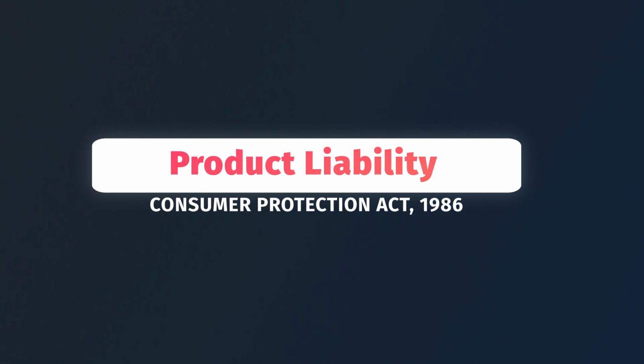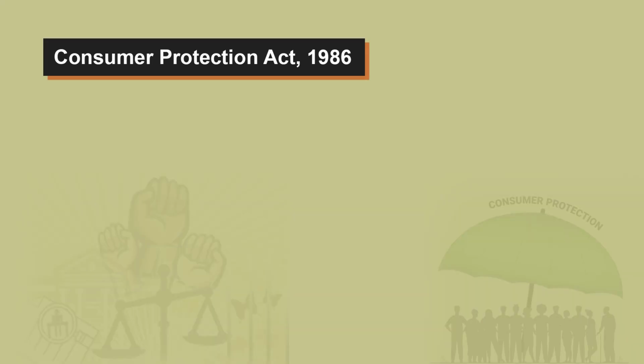Now, let us have a look at the product liability under the Consumer Protection Act 1986. It is relevant to mention that under the Consumer Protection Act 1986, there was no specific and express provision relating to product liability. Section 2, clause 1, subclause D of the Act defined defect in relation to goods as under.